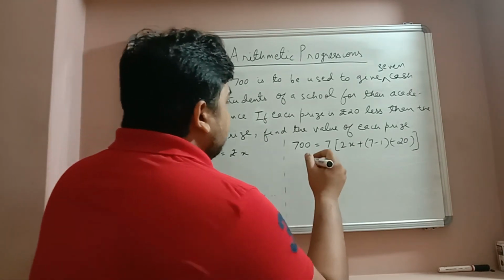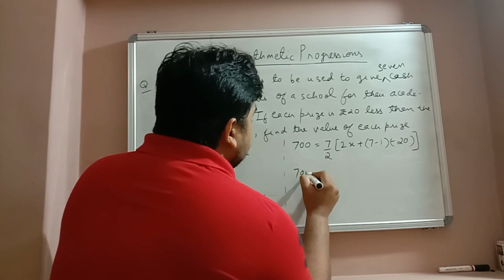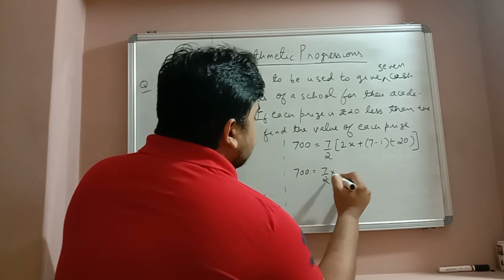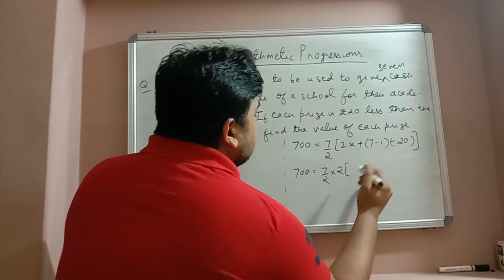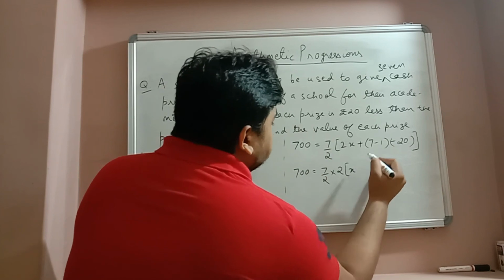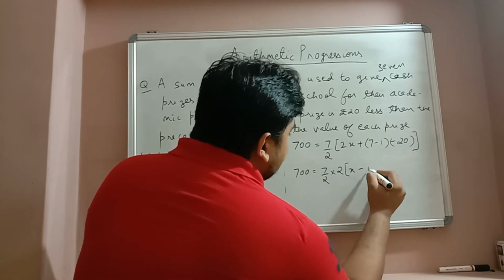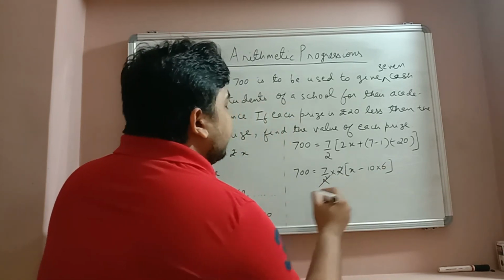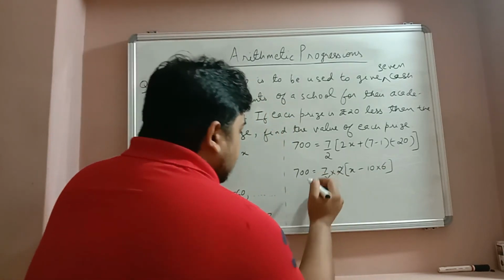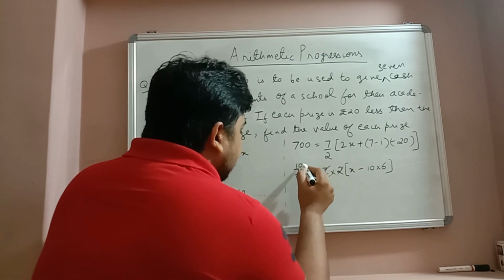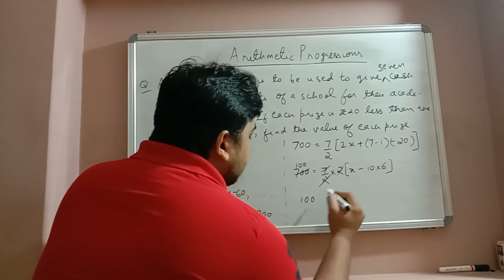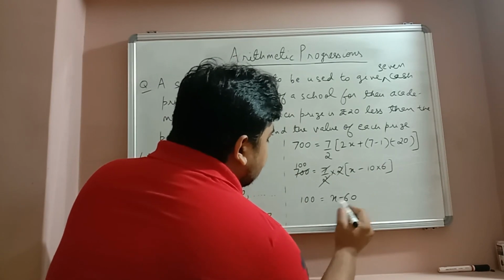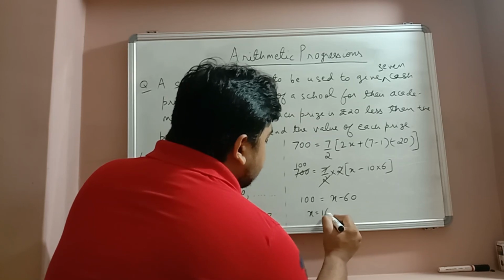Okay, now further solving we will get 700 equals 7 by 2. Now 2 is common, so let's take 2 common from here. So we'll get X plus X minus 10 into 6. 2 and 2 get cancelled. Now 7 and 700 can also be cancelled. So here we are left with 100. 100 equals X minus 60, or X is equal to 160.